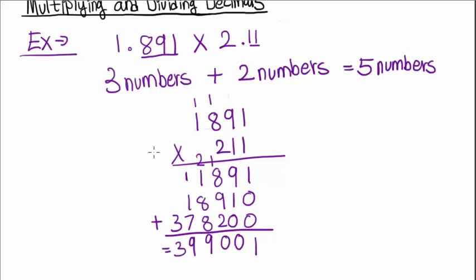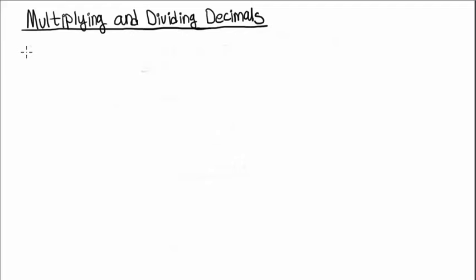Now I figured out in the beginning that my final answer will have 5 numbers after the decimal point. So I have first number, second number, third number, fourth number, and fifth number. And I put the dot between the 3 and the 9 like this over here. So my answer to 1.891 times 2.11 is equal to 3.99001.